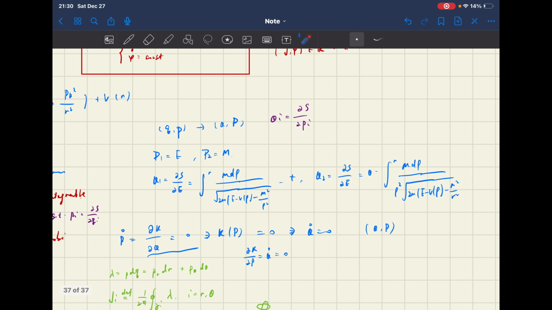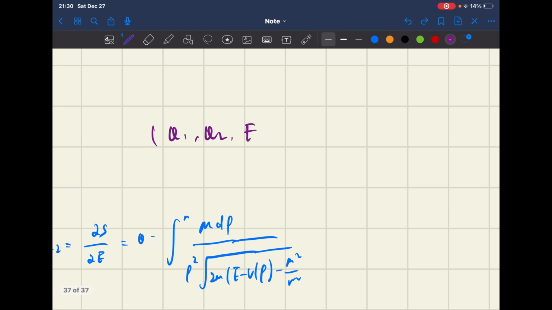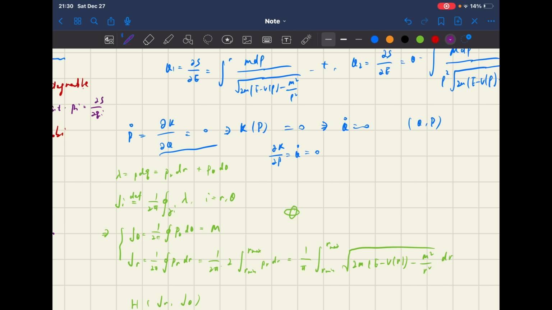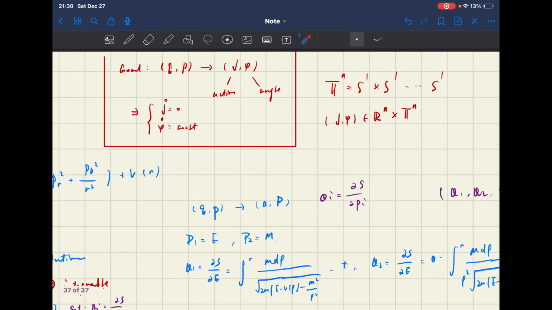So here this new point, wait, let me write it out. So this set of coordinates, big Q1, big Q2, E and M, are advantageous while we're trying to solve the equation. But here I want to introduce another thing that is more generally used, called action angle coordinates, and I think that's more important than this one.